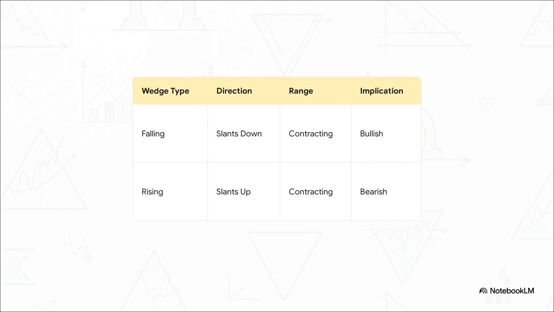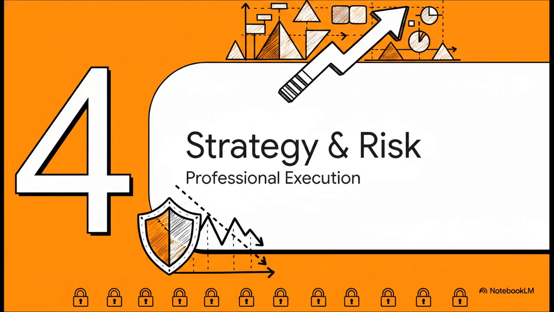The rising wedge does the exact opposite. It slants upward, but the contracting range warns us that buying power is secretly weakening under the surface, foreshadowing a pretty steep bearish drop. Okay, so recognizing these shapes is only half the battle. Now we actually have to apply the rules. Section 4, Strategy and Risk Management. This is all about professional execution.